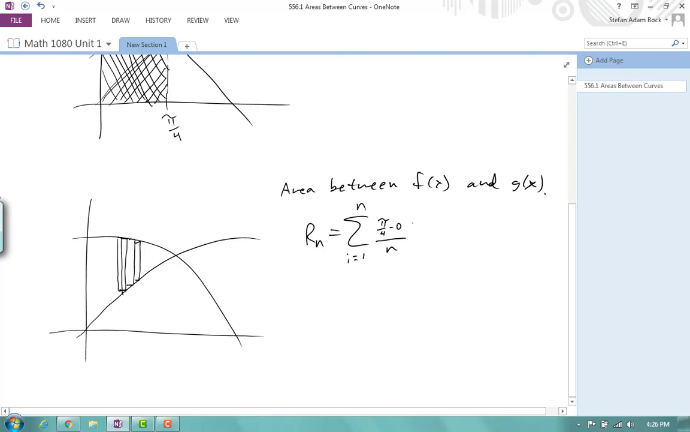And then we need the heights of the rectangles. So we're going all the way back to the basic construction of the Riemann sums. The widths of my rectangles don't change. It's just going to be b minus a over n. But the heights of the rectangles now, what is the length of this line? Well, the length of this line here is going to be f of x minus g of x. So here I'm going to have f of, for the right-handed rule, 0 plus i times b minus a over n, minus g of the same thing.